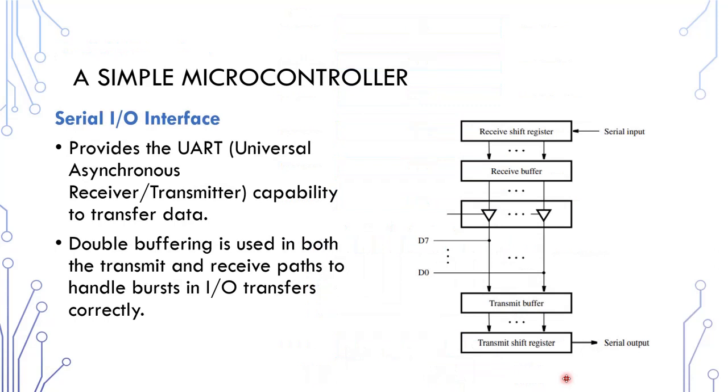Now let's look into the serial input-output interface. A serial input-output interface provides the UART, that is, Universal Asynchronous Receiver Transmitter capability to transfer data. Double buffering is used in both the transmit and receive path as shown in this figure. We have two buffers here. We use double buffering, and this kind of buffering is needed to handle bursts in input-output transfers correctly.